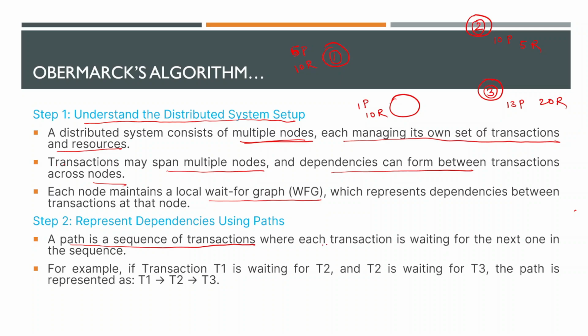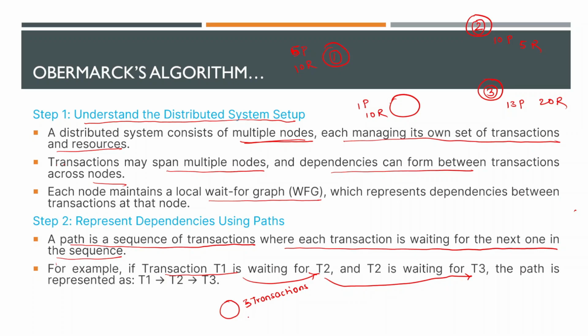Path is a sequence of transactions where each transaction is waiting for the next one in the sequence. For example, we have transaction T1. Transaction T1 is waiting for transaction T2. Transaction T2 is waiting for transaction T3, and likewise. So suppose if I draw a small diagram, this is node number 1. Node number 1 contains 3 transactions, transaction T1, T2 and T3. So T1 is waiting for T2 transaction and T2 transaction is waiting for T3 transaction. There is a dependency between these transactions.